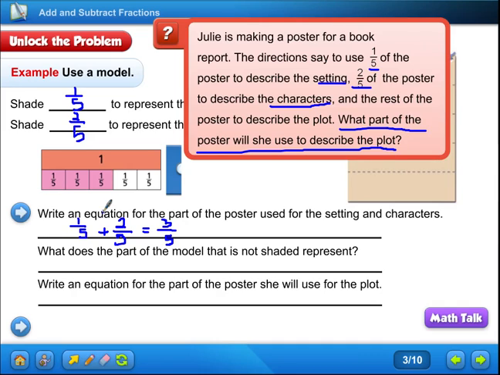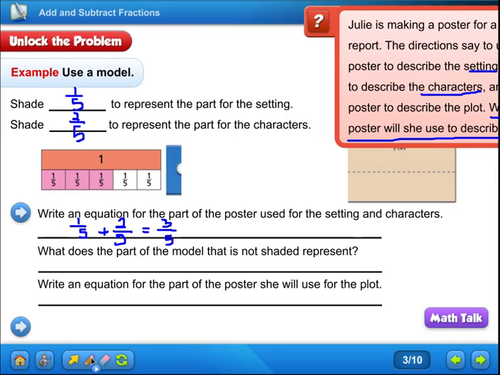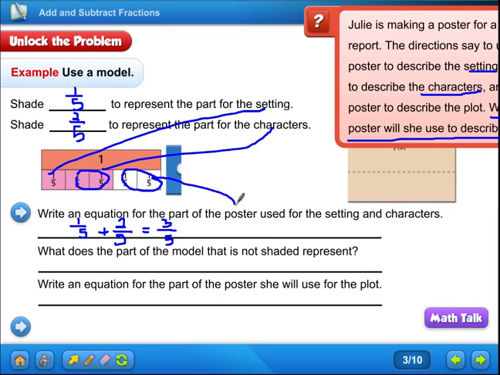For the next part, it says, what does the part of the model that is not shaded represent? So what does this part represent? This one was the setting. These two right here were the characters. What's this part represent? That's what the question wants to know. Let's go back to our word problem. The answer is always right there.